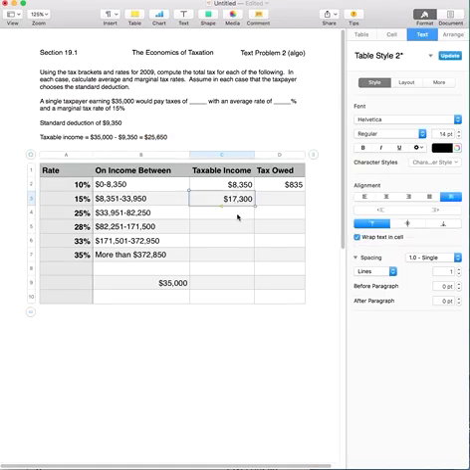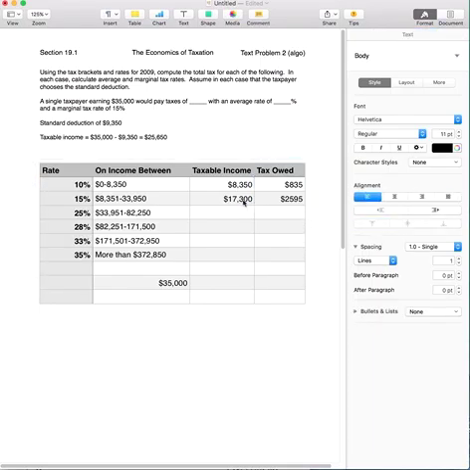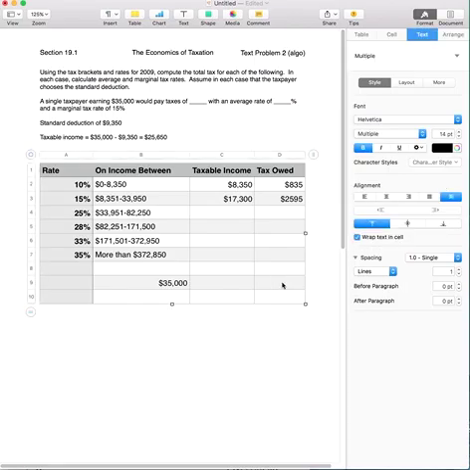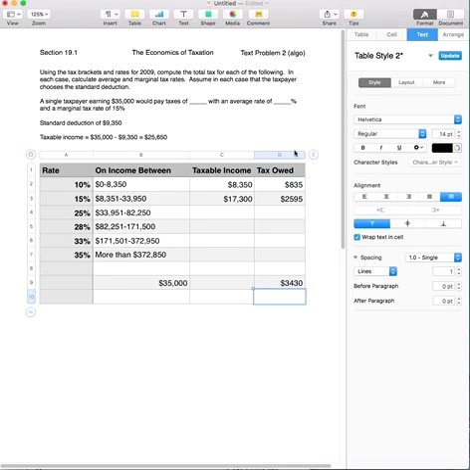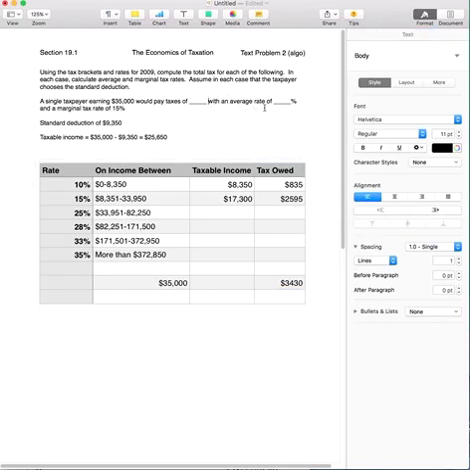So this $17,300 is going to be taxed at 15%. I've already got this in that formula, so I just copy it down. So that tells me for this $17,300 in this bracket, this person is going to be taxed $2,595. So in order to get their total tax paid, you just add up those two numbers, and that gives you a total tax of $3,430.